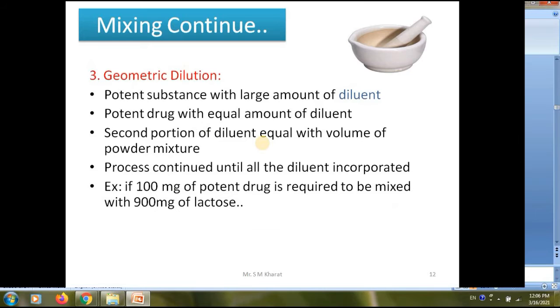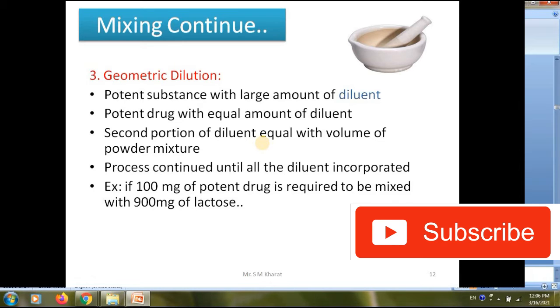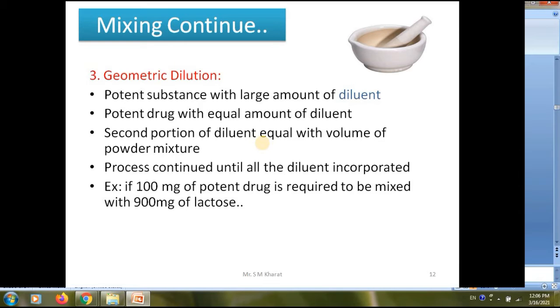Now we are going to see geometric dilution. This is one more method. If you are able to see, there is a mortar and pestle again over here. We are going to mix the powders with the help of mortar and pestle and with the technique of trituration. But this method, geometric dilution, is a method of addition of ingredients. It's somewhat different.